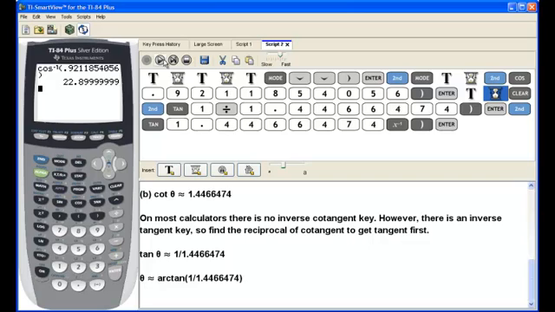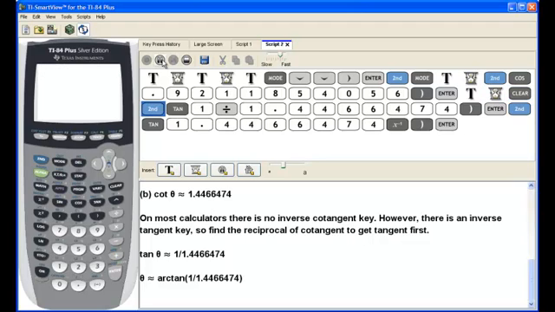So you take the reciprocal of cotangent, that's tangent, and then find the reciprocal of 1.4466474. That's 1 divided by 1.4466474. And then once you've done so, you find the arctangent or the inverse tangent of that reciprocal value. So go ahead and find that.